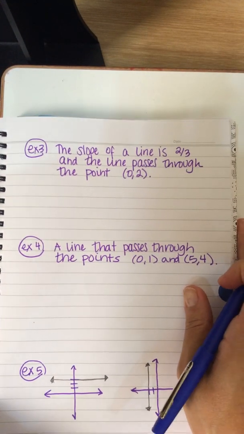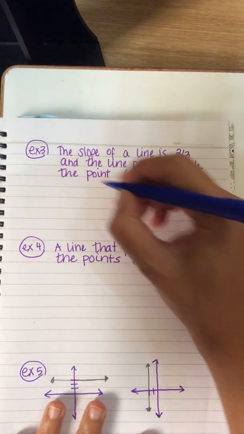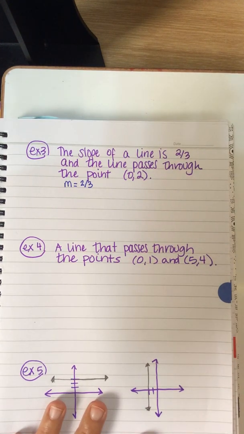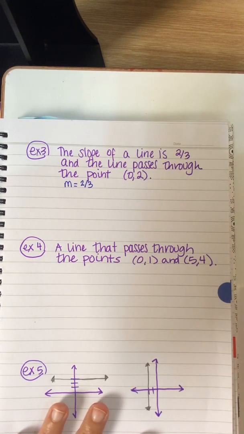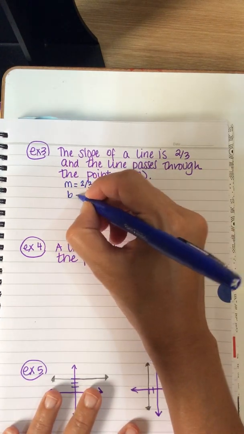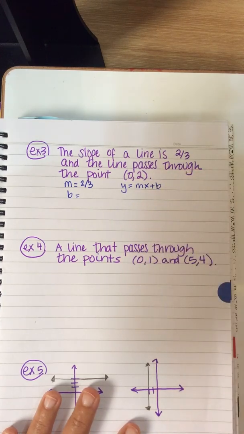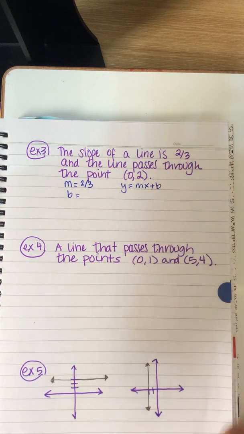All right, let's keep going. Let's try example 3. The slope of a line is 2/3, so 2 over 3. Slope is 2 over 3. And the line passes through the point (0, 2). Well, I need b. I need the y-intercept to be able to fill out y equals mx plus b. They don't tell me what the y-intercept is. They just give me this point.